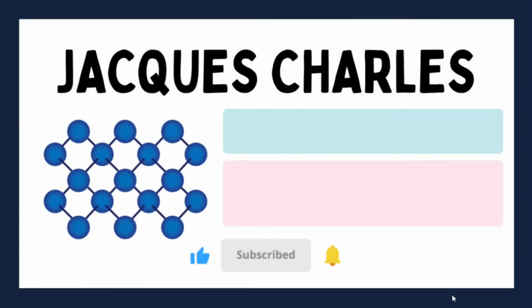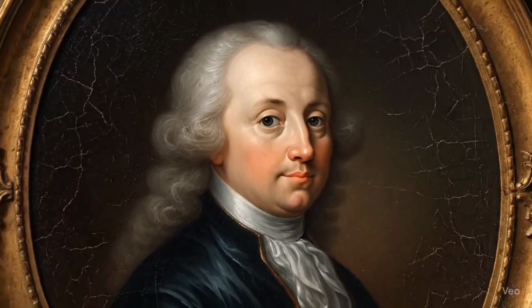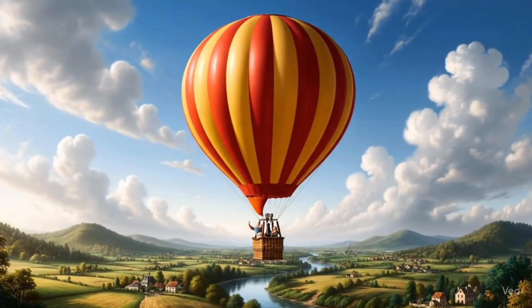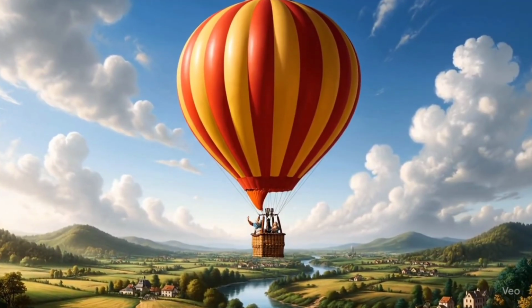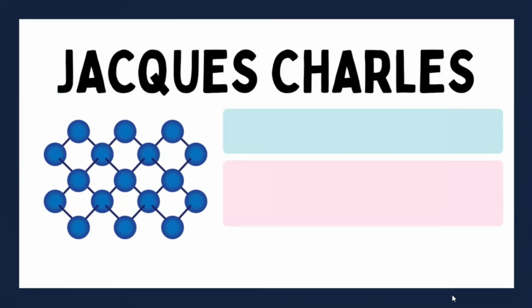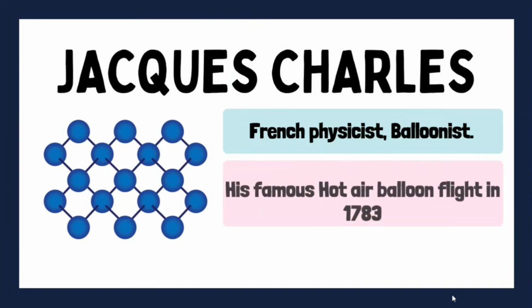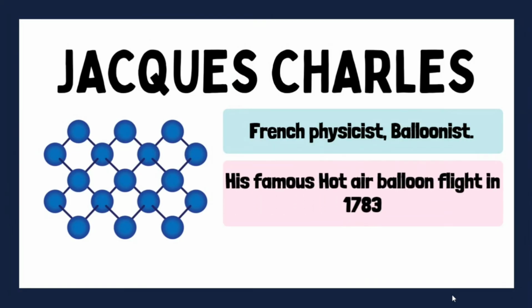The man behind this incredible discovery was Jacques Charles, a French physicist and a balloonist from the late 1700s. He was a pioneer in his field and is most famous for his pioneering hot air balloon flights. In fact, his work on how gases behave at different temperatures was directly inspired by his passion for ballooning. He spent years observing and documenting the relationship between a gas's temperature and its volume, which ultimately led to the law we are discussing today.